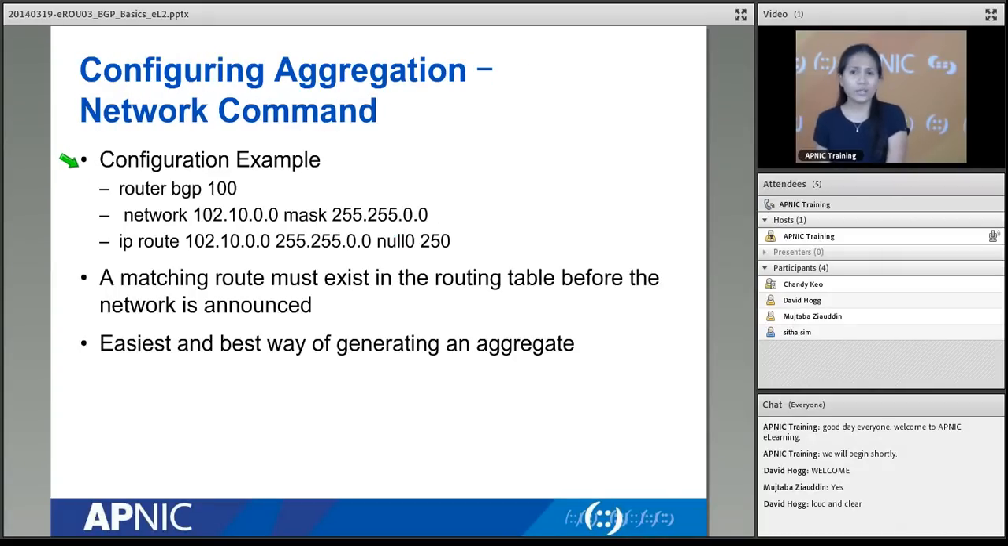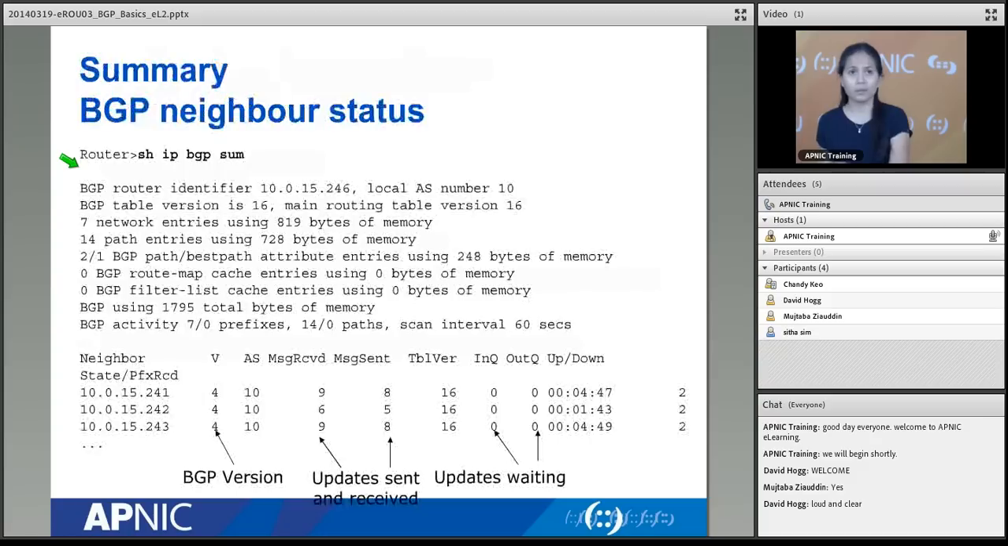Same with aggregation. When do you use aggregation? If, let's say, you have many adjacent prefixes, you can announce it as just one bigger prefix. Okay, and you can also use the same command to do that.